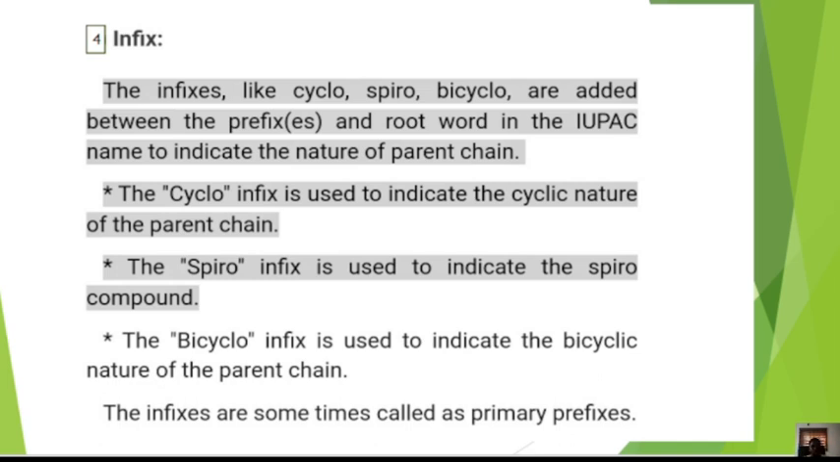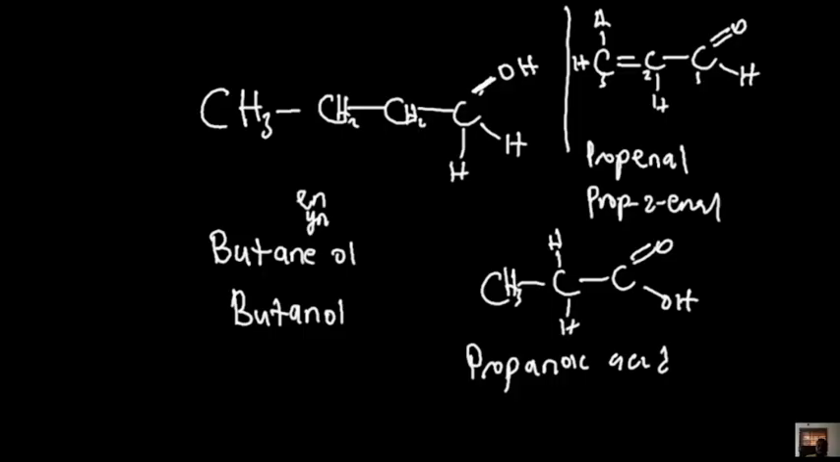The infix. Infixes like cyclo, spiro are simply things that indicate how a particular structure looks. Like the cyclo implies that it is cyclic. So when you see cyclopropane, first of all, we already know that when you hear prop, it means three. So if you hear prop, you have three carbons: one, two, three. And this is propane if it only has single bonds. So propane implies that it is an alkane with three carbon atoms, as you can see here.